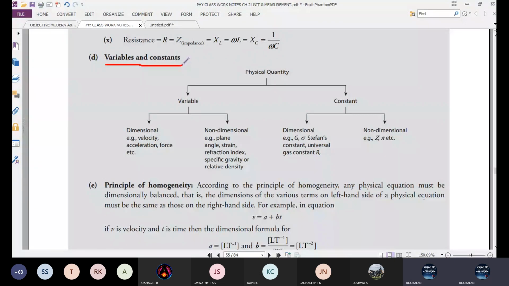So physical quantity is classified into two categories. One is the variable, another one is the constant. Variable is also classified into two: dimensional and non-dimensional. Constant is also classified into two: one is dimensional, another one non-dimensional. Dimensional means it has a proper dimension formula. Velocity: M power 0, L power 1, T power minus 1. Acceleration: M power 0, L power 1, T power minus 2.